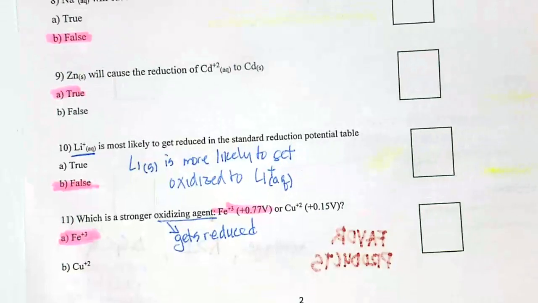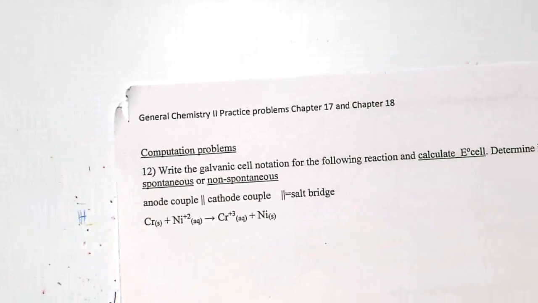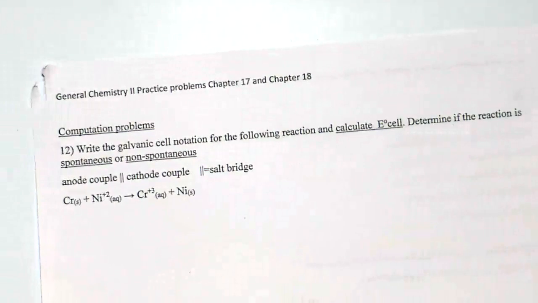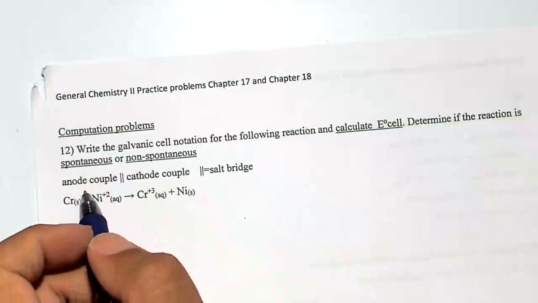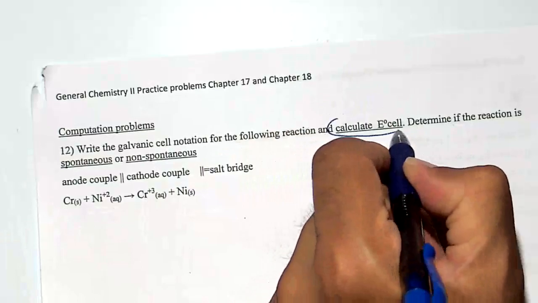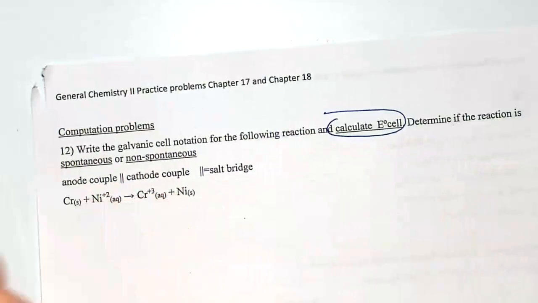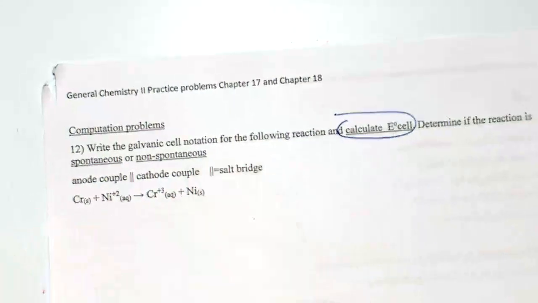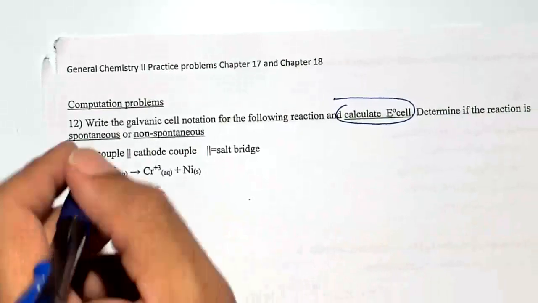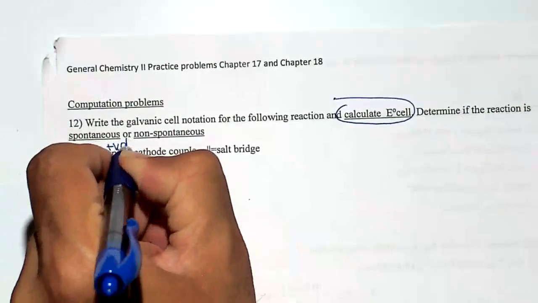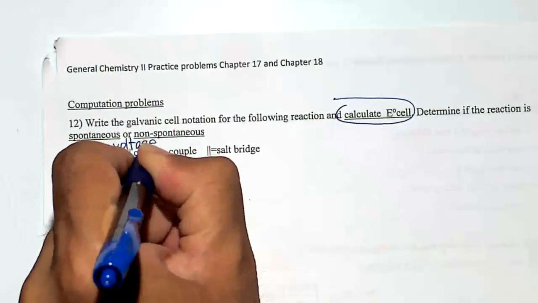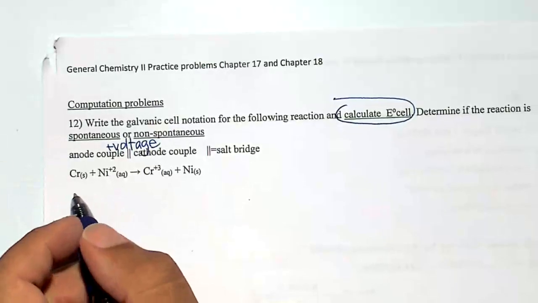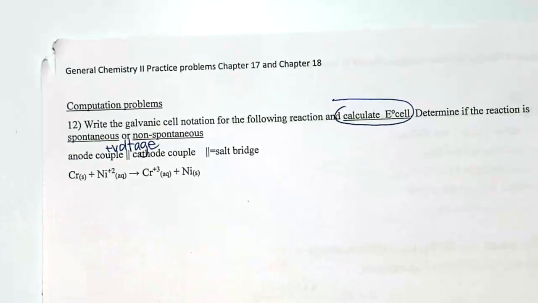All right, let's do some practice problems here. We have the galvanic cell notation. For the following reaction, calculate E cell and determine if the reaction is spontaneous or non-spontaneous. For spontaneity, we're looking for a positive voltage. All right, so this is how you do the thing here.